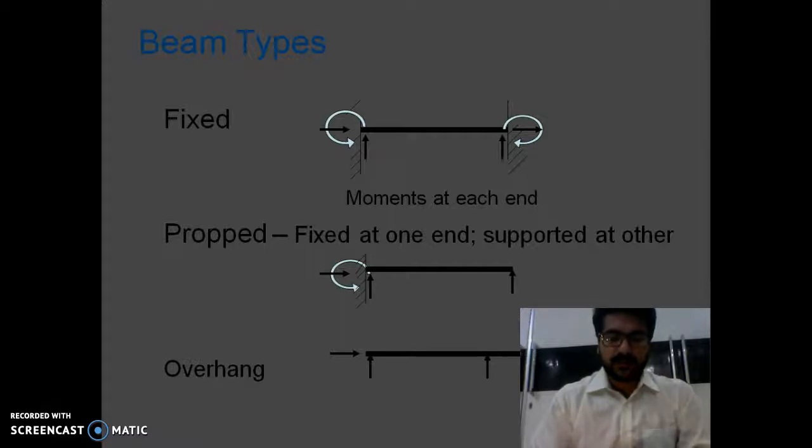And an overhang beam, a beam is extending towards more than the support. It is extending over the support. Like you can see, there are one hinge support, one roller support in between, and the one end is totally free. So this type of beam is called an overhang beam.